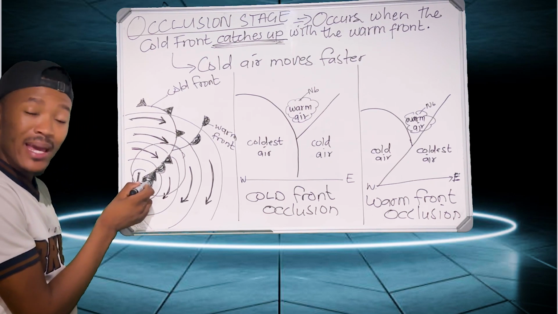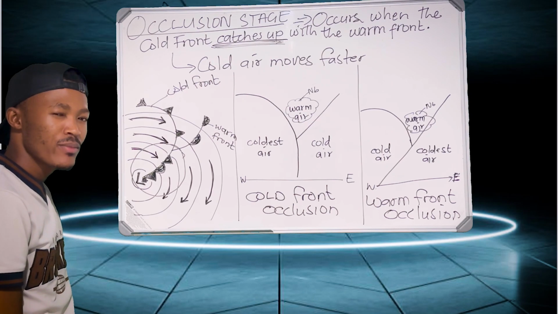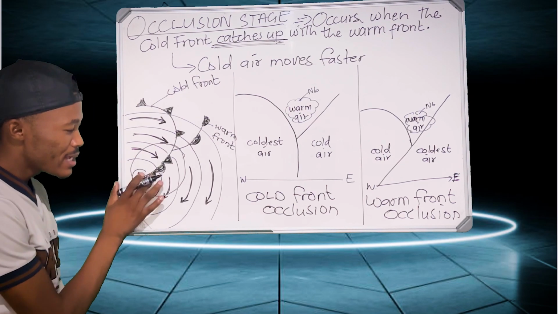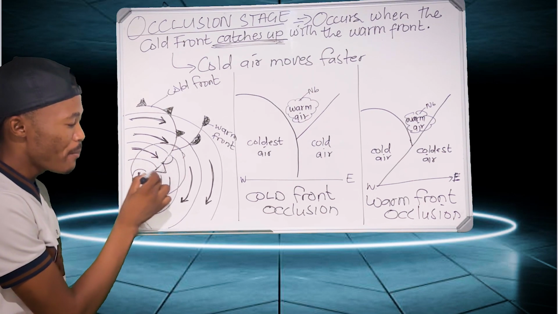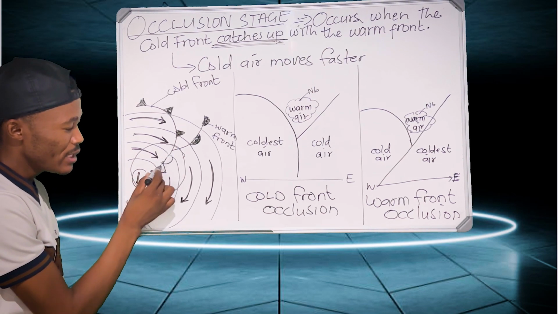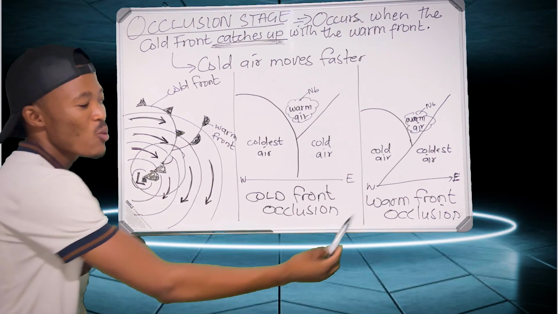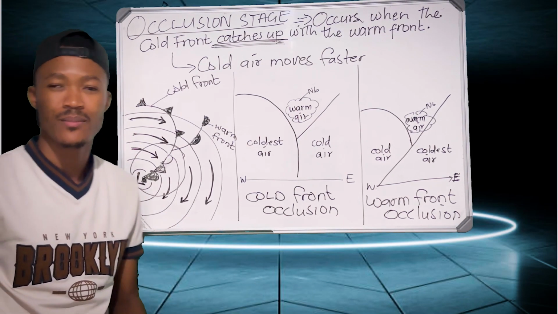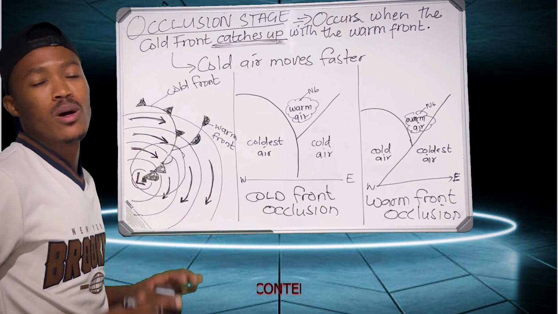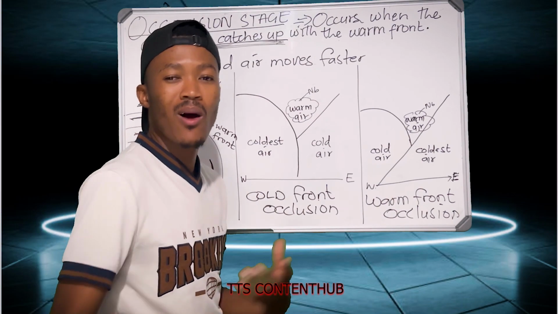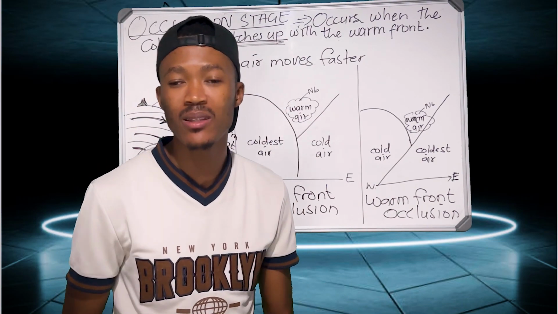If it is a triangle right at the apex, this will be the cold front occlusion. But if it is a semicircle right at the center of the apex, this will represent the warm front occlusion. Now let us pause a little bit. How do we identify a cold front occlusion and how do we explain a warm front occlusion?